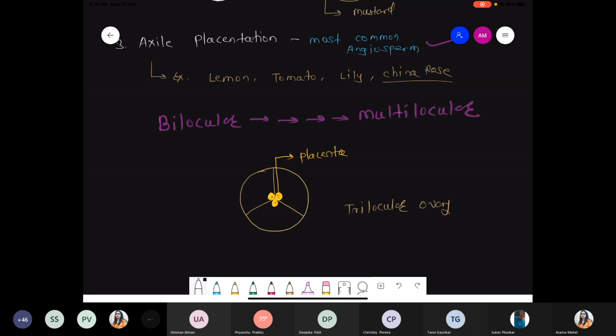It's a placenta, and on the placenta, ovules get arranged. 1, 2, your choice. If you want, you can draw more than 1, more than 2, doesn't matter. And this white color, we are simply talking about the ovules. Such a condition is called axial. Axial means bilocular to multilocular chambers are present. The placenta is present at the center, and on the placenta, ovules arise. Okay, so such a condition is called axial placentation, most common in angiospermic plants. Done.